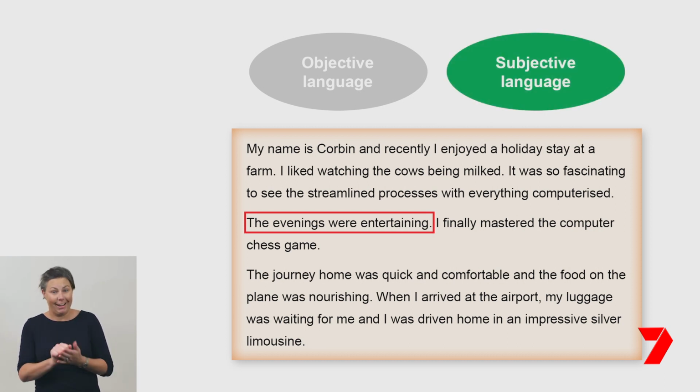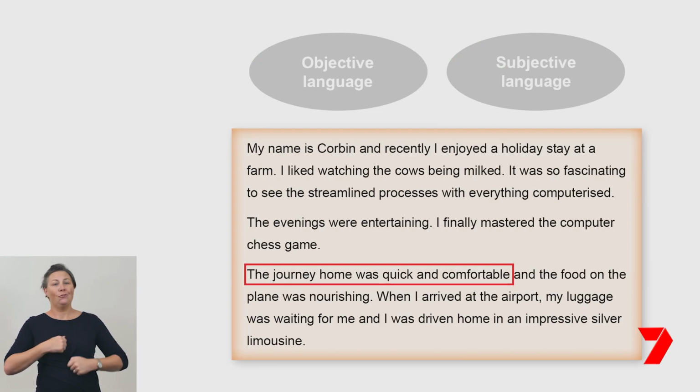That's right. It's an example of subjective language. Not everyone might agree that the evenings were entertaining. Subjective language helps the reader understand the author's point of view about the evenings, which is represented in a positive way through the use of the word entertaining.